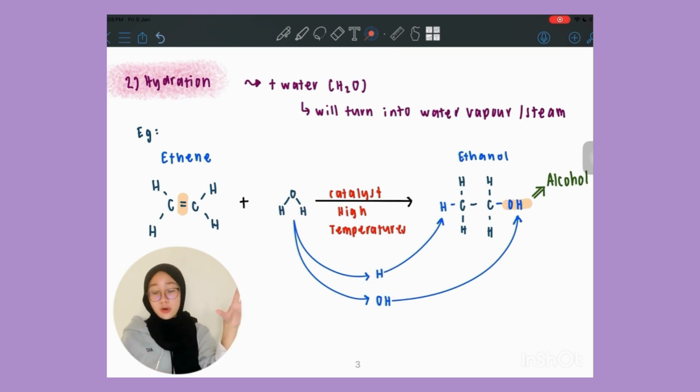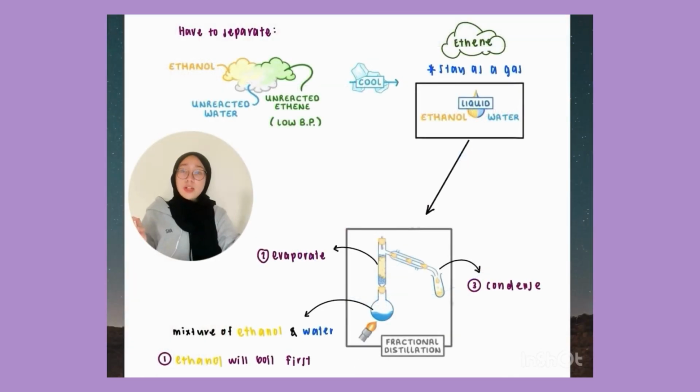So as for the product, this double bond here will break and form a single bond. So there will be another single bond here, and H will fulfill here, and OH will fulfill here. So we can see there's OH here, which means that this saturated hydrocarbon is an alcohol, so the name will be ethanol. When we do the hydration process, we will get a mixture of ethanol, unreacted water, and unreacted ethene.